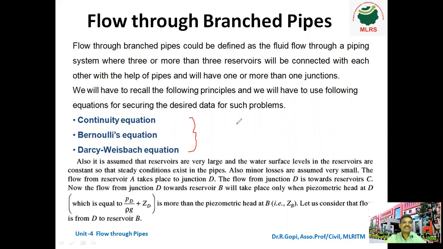Next, Bernoulli's equation: P1 by rho g plus V1 square by 2g plus Z1 is equal to P2 by rho g plus V2 square by 2g plus Z2. That is Bernoulli's equation. And the Darcy-Weisbach equation, loss of head due to friction: hf is equal to 4 f L V square divided by 2 g D. So these three fundamental equations are needed to solve this type of problem. Okay, so let us go into detail about this topic.